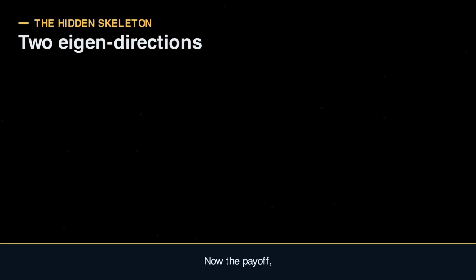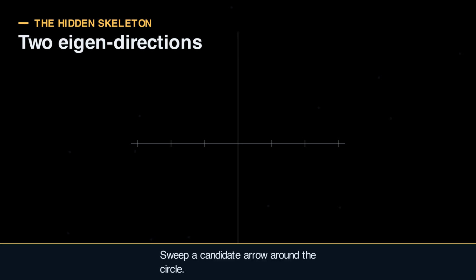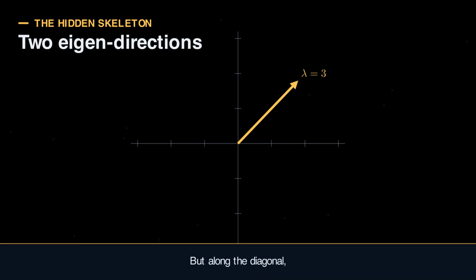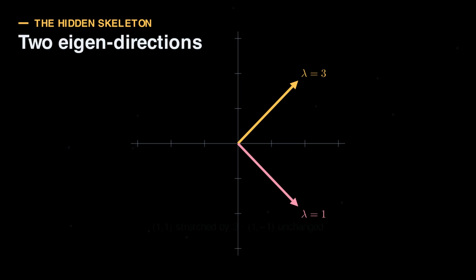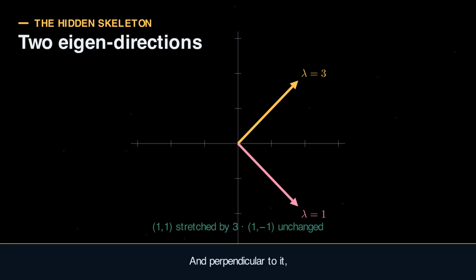Now the payoff on screen. Sweep a candidate arrow around the circle. Most directions get deflected off their line. But along the diagonal 1, 1, the output stays perfectly on the same line, an eigenvector, stretched by 3. And perpendicular to it, another eigenvector left unchanged, the matrix's hidden skeleton revealed.